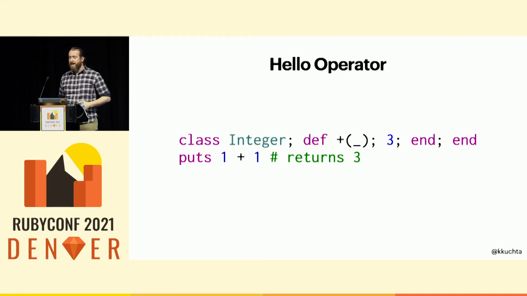I mean, we can override the addition operator. Here I am overriding the addition operator on the integer class so that all integer addition now returns 3, because 3 is the best number, and why would you ever need any others? Unfortunately for us, although probably fortunately for the rest of the world, the OR operator is not one of the ones we can easily override. But we are not without options.